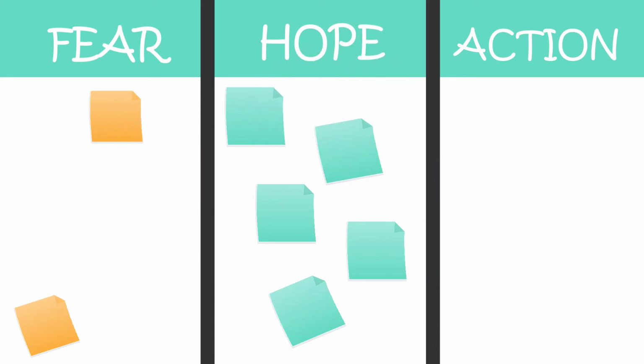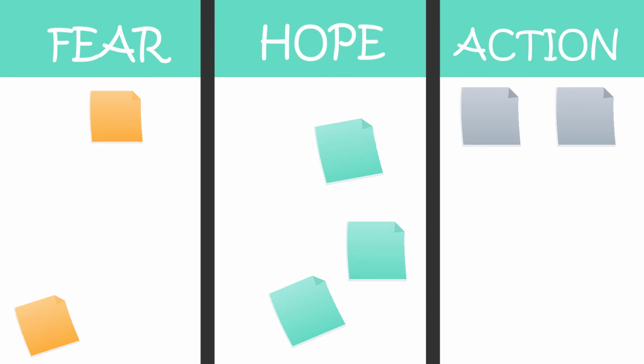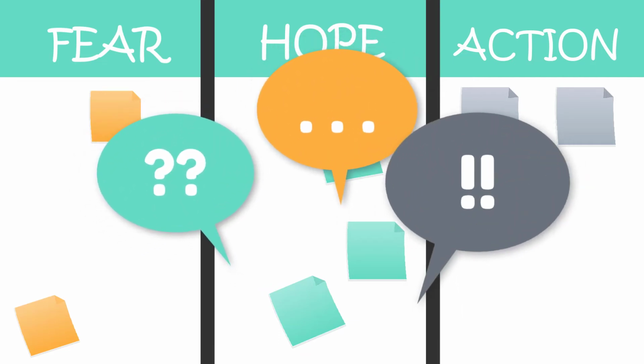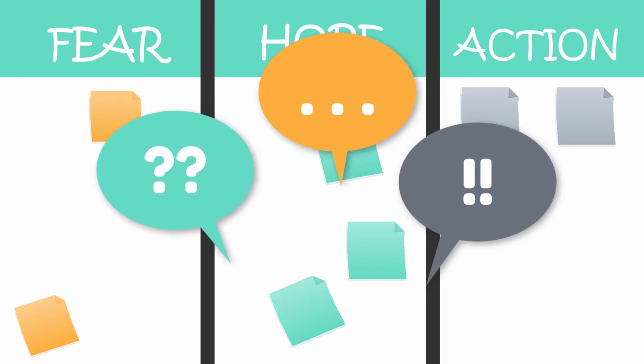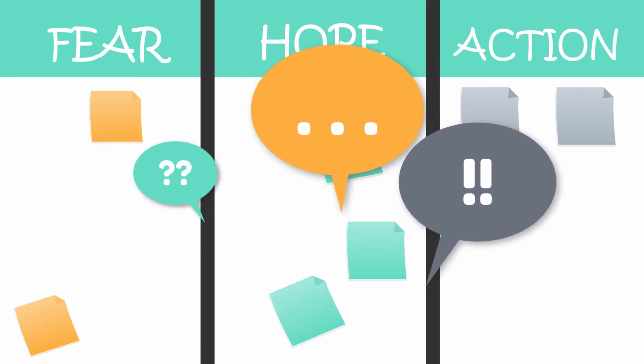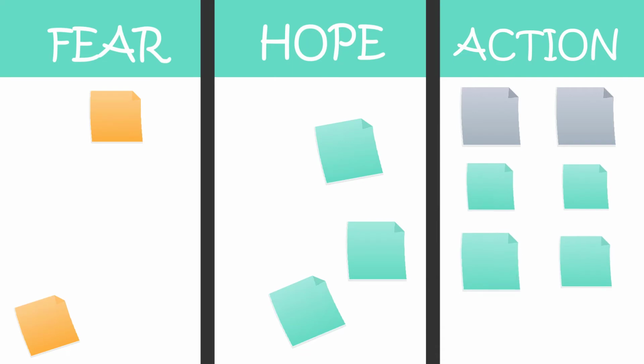After discussing the hopes, ask students to vote on which hopes they think they can take action on. You could do this by having students make a check mark next to the sticky note or by raising their hands to vote. Next, move the hope sticky notes with the most votes to the top of the action section of the board. Finally, ask students to brainstorm specific actions they can take to make each of these hopes a reality. Add these sticky notes to the action board and discuss as a class.